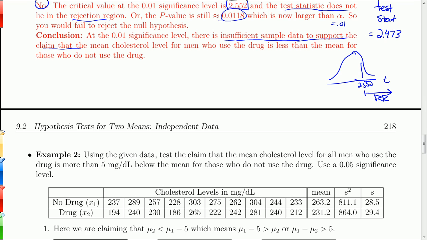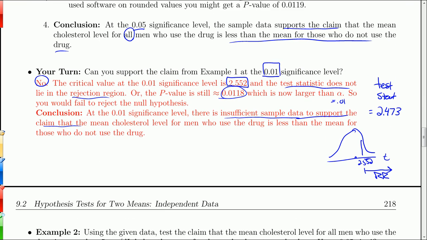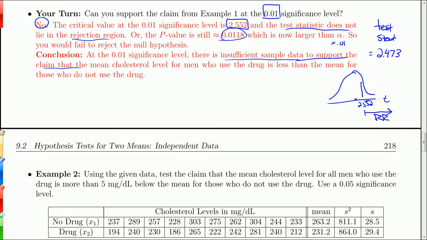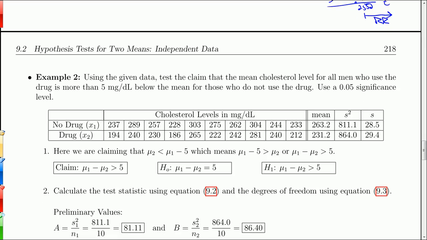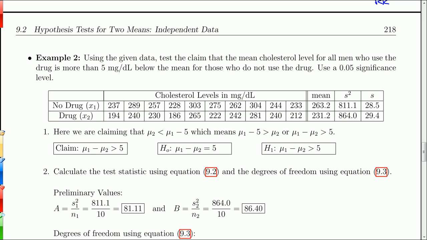Alright, so that's too bad, because we were able to do that with the paired data at the 0.01 significance level pretty easily. So if you look at the difference in means, 263.2 and 231.2, the difference in means is over 30. And we were able to support at the 0.05 significance level that the difference in means for all men was going to be greater than 0. Can we get greater than 5? Right? We want to strengthen our claim.